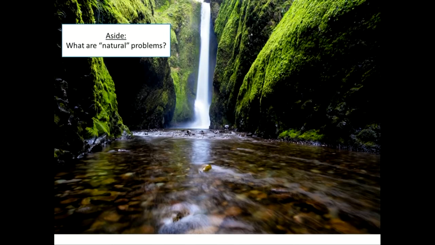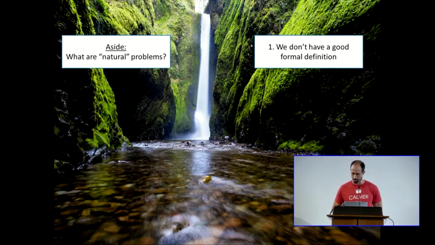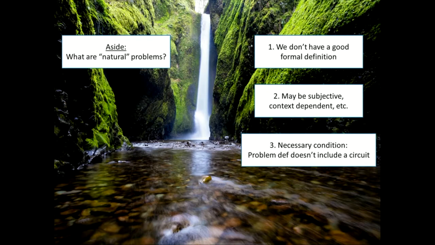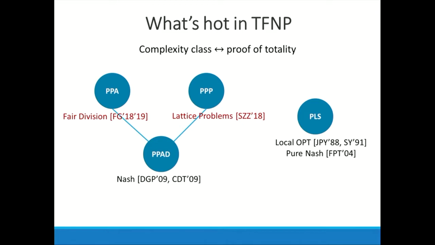By the way, I should tell you what a natural complete problem is. For a natural problem, we don't have a formal definition. It's subjective and depends on the context, etc. A necessary condition is that your problem definition doesn't have a circuit in the definition. If you have a circuit, it can still be very interesting, but then you can just ask about query complexity. There is no reason to study the computational complexity. So anyway, all these well-studied classes now have natural complete problems.